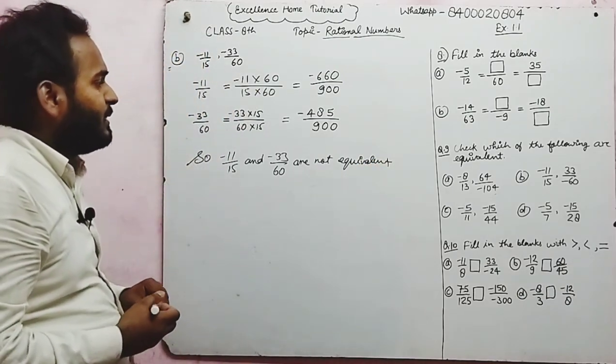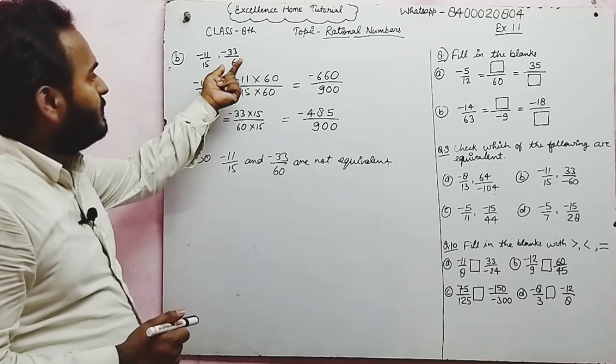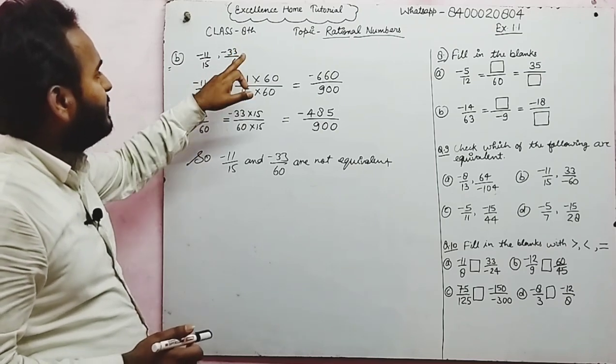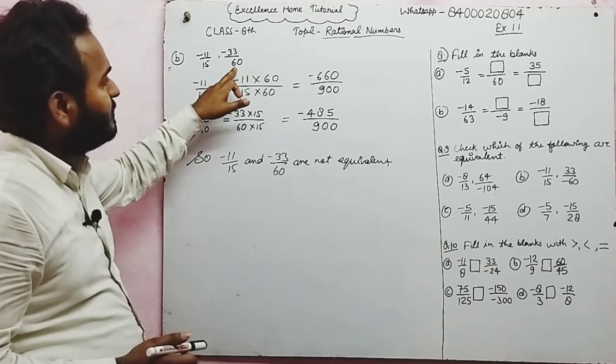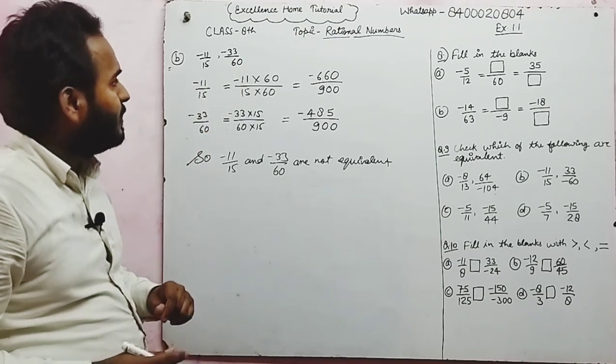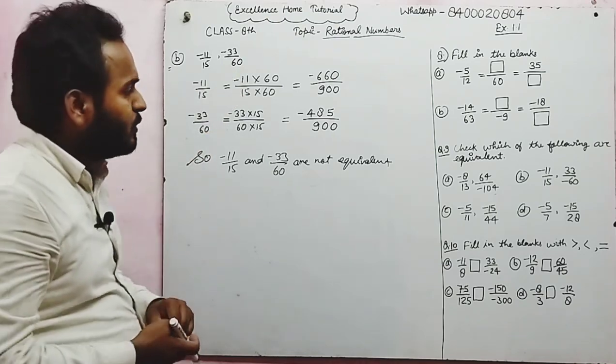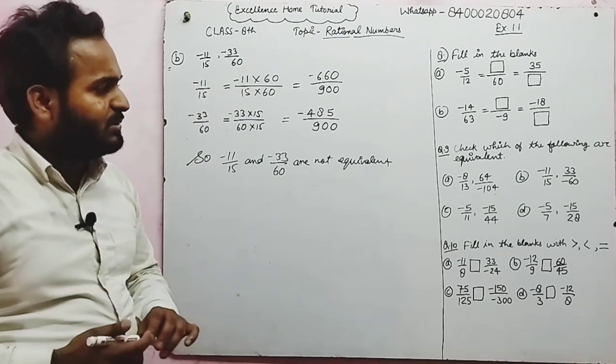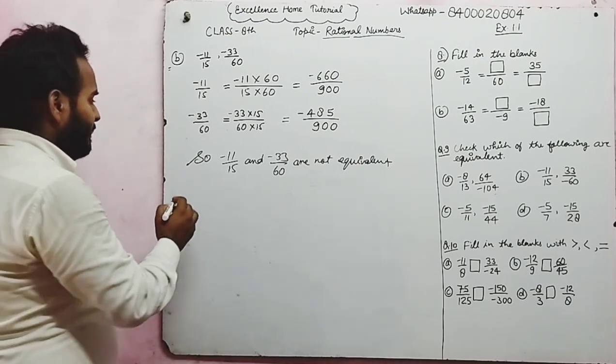We can prove that by cancelling out these numbers by 3, that is 11 by 20. Okay, so you can use another method to check the equivalent form.